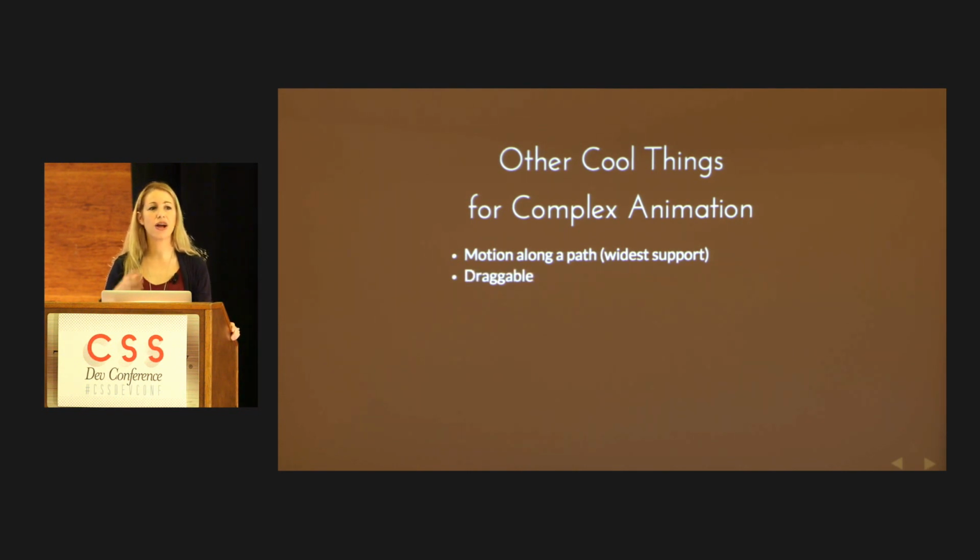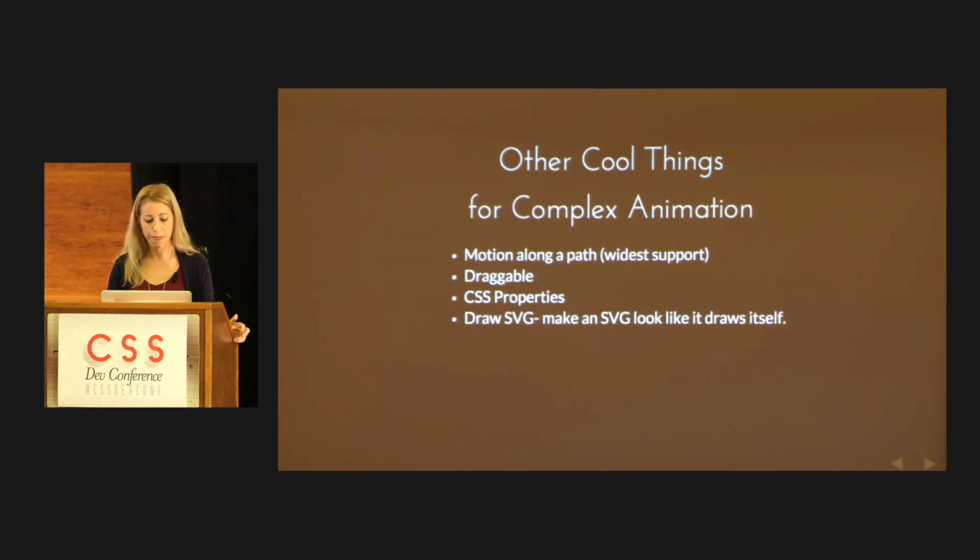And for the time being, GreenSock has the widest support available. It also has things like Draggable. You can interact with your animations. That's really cool. You can animate CSS properties if you need something to transform and have perspective in space. You can do all of those things with GreenSock. You can make an SVG look like it's drawing itself. You've probably seen those pens where a Nintendo is being drawn and stuff.